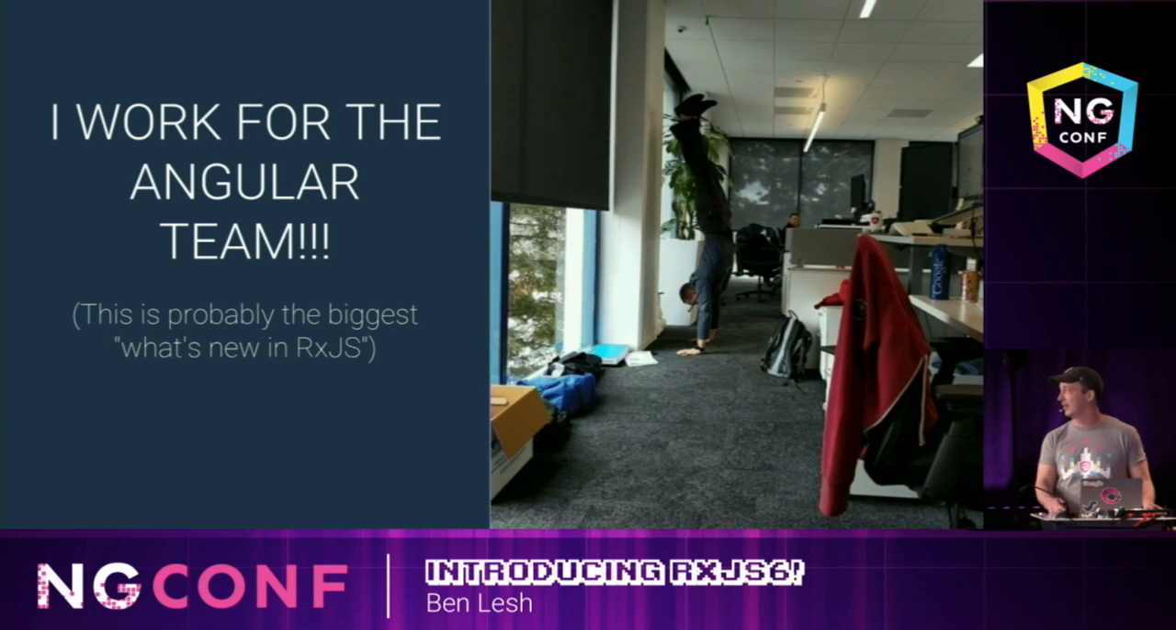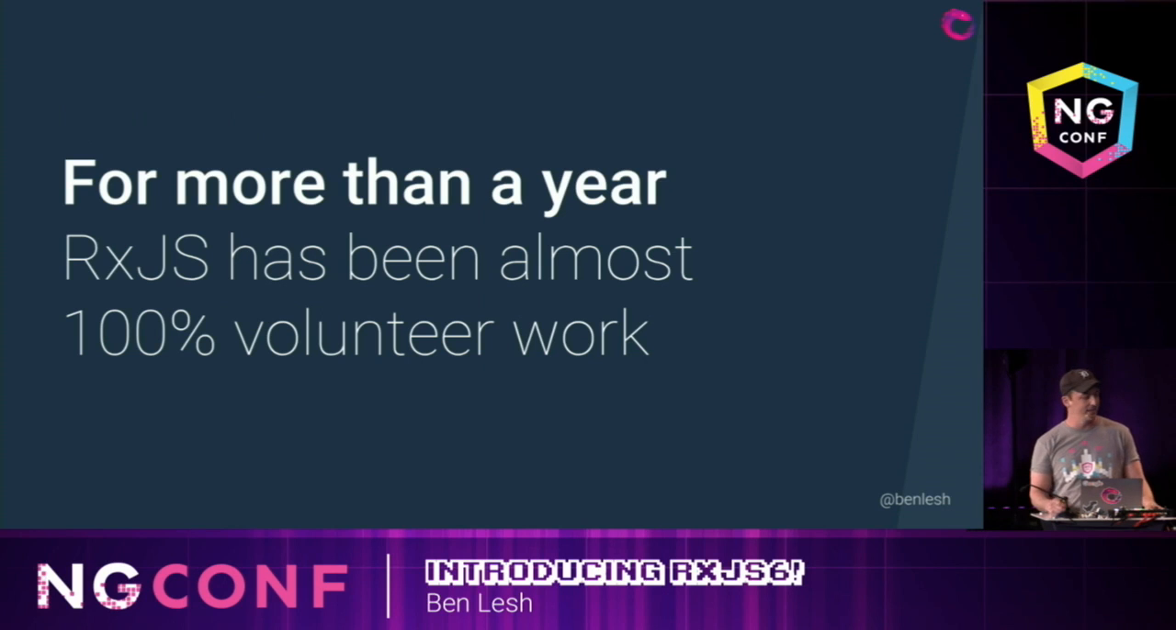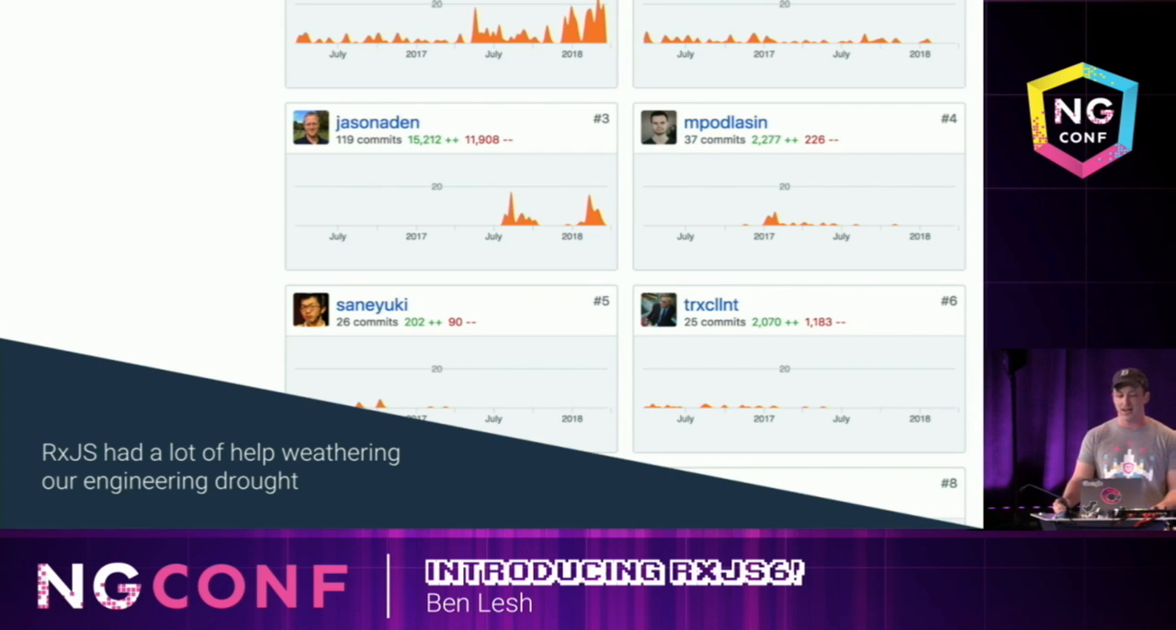This is the biggest what's new in RxJS, and that's because for more than a year, probably about a year and a half now, RxJS has been almost 100% volunteer work. A lot of really good people working after hours, sacrificing time with their families working on this. And we had a lot of really great help. Actually, the only person in this list who's not a volunteer is front and center there, Jason Aiden. He's on the Angular team, and he's extremely helpful in making some of the backward compatibility stuff I'm going to talk about in a little bit.